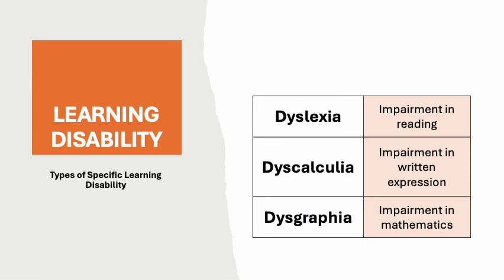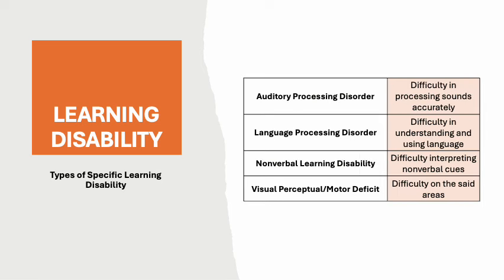Even though SLD is one diagnosis, it can show up in different ways. The most common ones are dyslexia, which affects reading and spelling, dysgraphia, which makes writing and organizing ideas hard, and dyscalculia, which affects number sense and math skills. There are also other types, like difficulties processing sounds, language, or visual motor tasks. Knowing the specific type helps teachers give the right support for each learner.